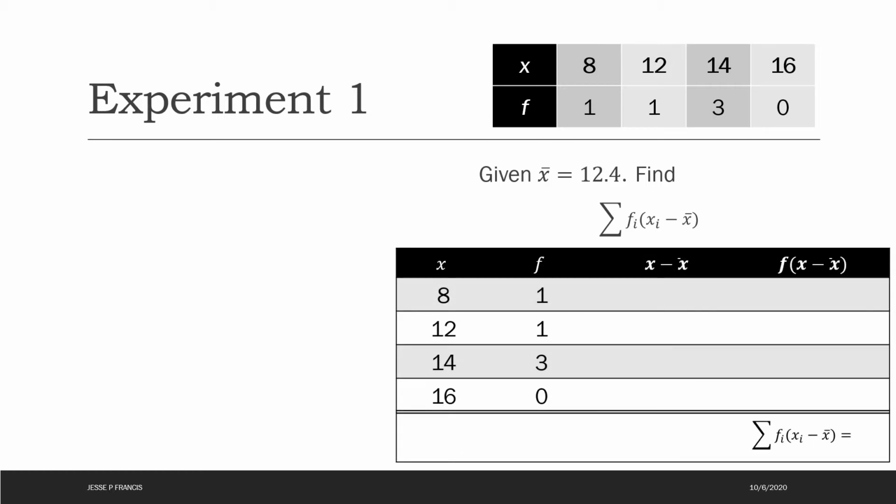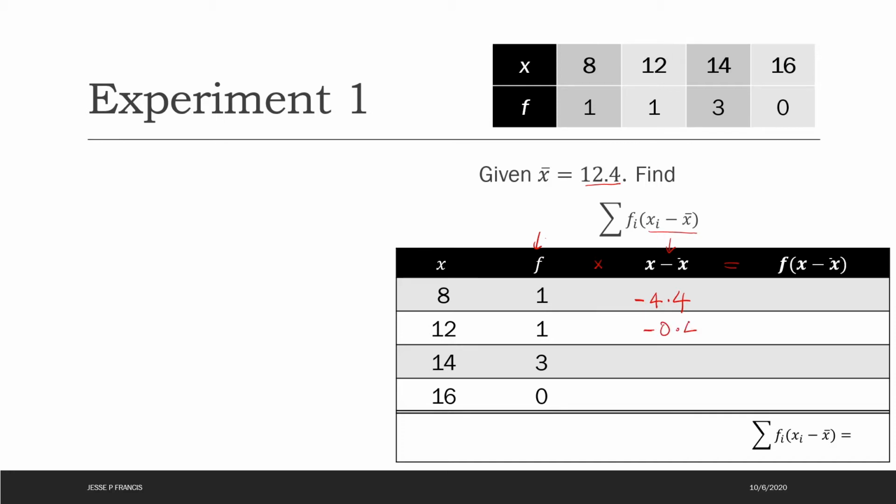Let's use the same trick we used earlier. Let's draw a table with the value of x in the first column, the value of f in the second column, and the next thing we have to find is x minus x bar. So let's put that in the third column, and the product of f and x minus x bar in the fourth column. So let's start. X bar is 12.4. 8 minus 12.4 is 4.4. Wait, 12.4 is bigger than 8, hence there will be a negative sign.